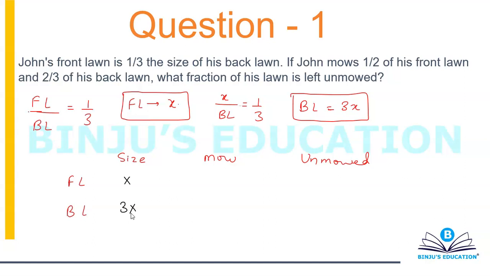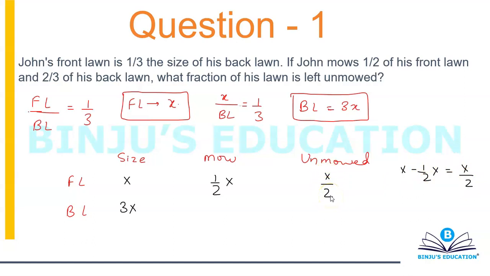If John mows half of his front lawn, that's half of x. So unmowed will be x minus half of x. So x minus half of x will be equal to x by 2. Unmowed will be x by 2.